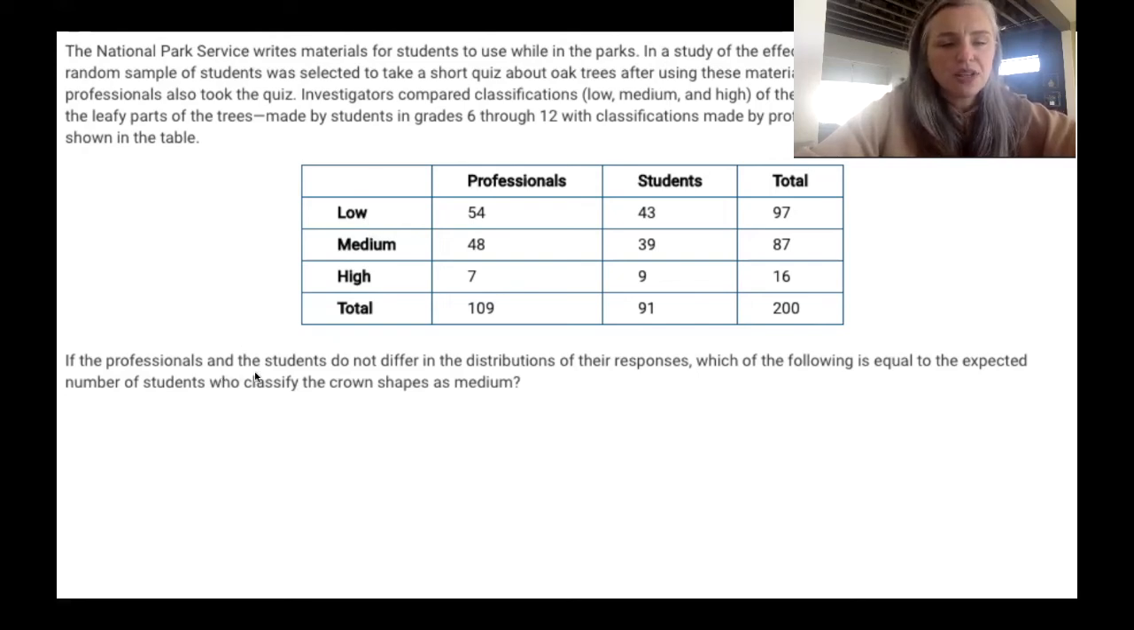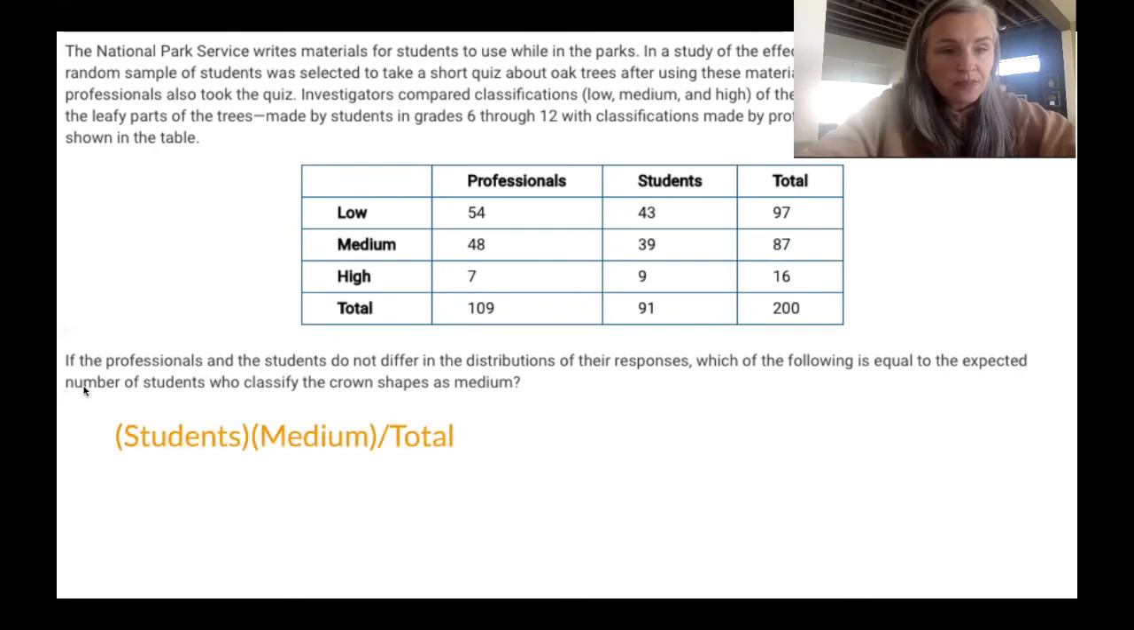If the professionals and the students do not differ in the distributions of their responses, which of the following is equal to, which of the following? Obviously, I pulled this off a multiple choice question. Basically, what would be the expected number of students who classify the crown shapes as medium? We see a two-way table, and we go to the formula row times column divided by total. Okay, so what rows and what columns am I multiplying?